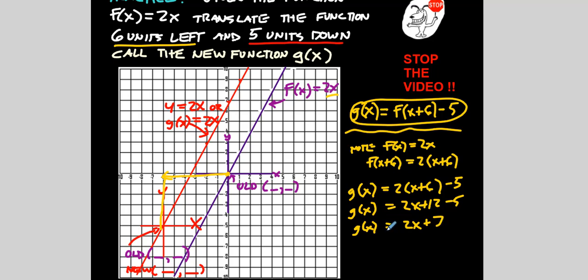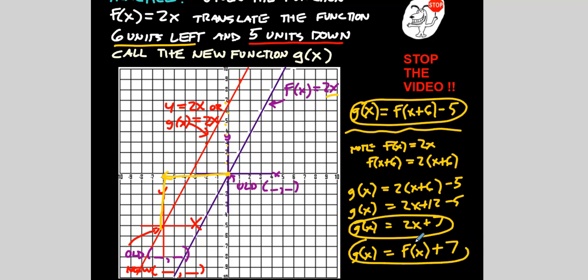Let's verify. The first one is 6 left, 5 down. The second one says 2x + 7. So let's take this point right here on f(x). 1, 2, 3, 4, 5, 6, 7. So that's correct. Notice though that 2x is also f(x), so a third way is I could write g(x) = f(x) + 7. Okay, so those are 3 ways.